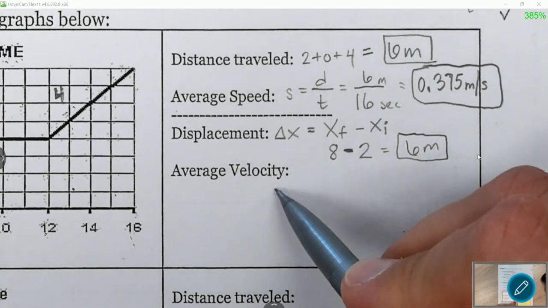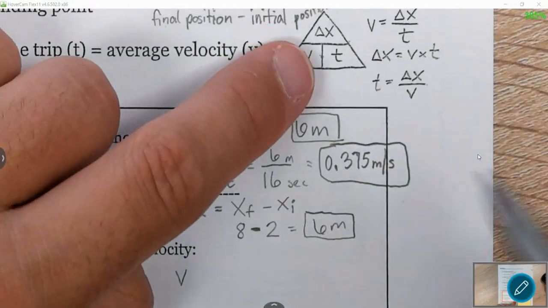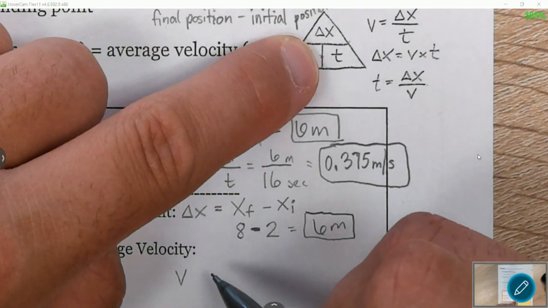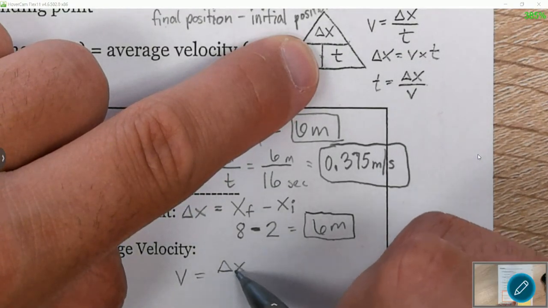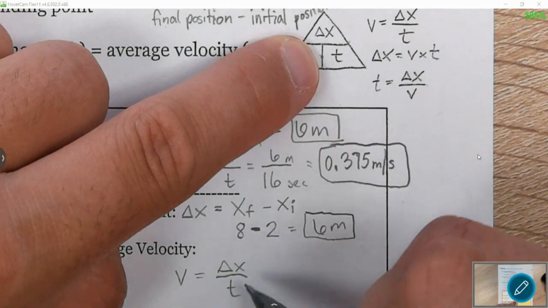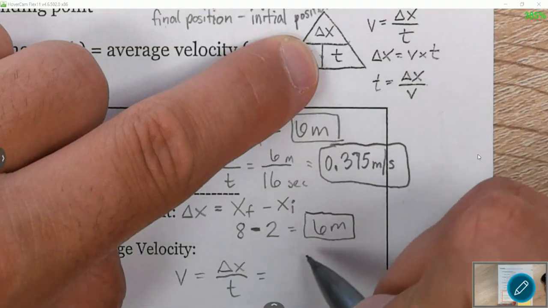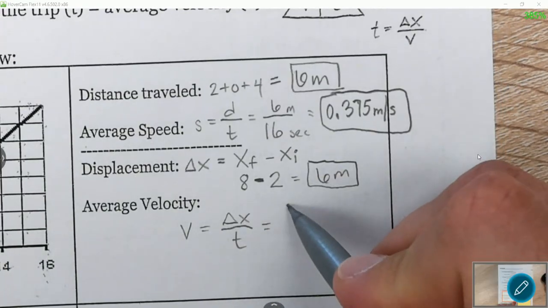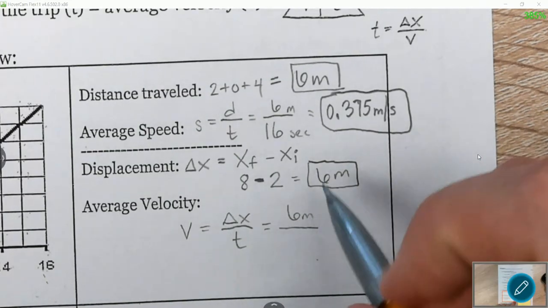Now, velocity, we have the equation here. If I cover up v in the triangle, v is equal to delta x divided by t. So I'm going to write v equals delta x divided by t. Now, I'm taking what I just solved for the displacement as 6. All right, it's positive 6.